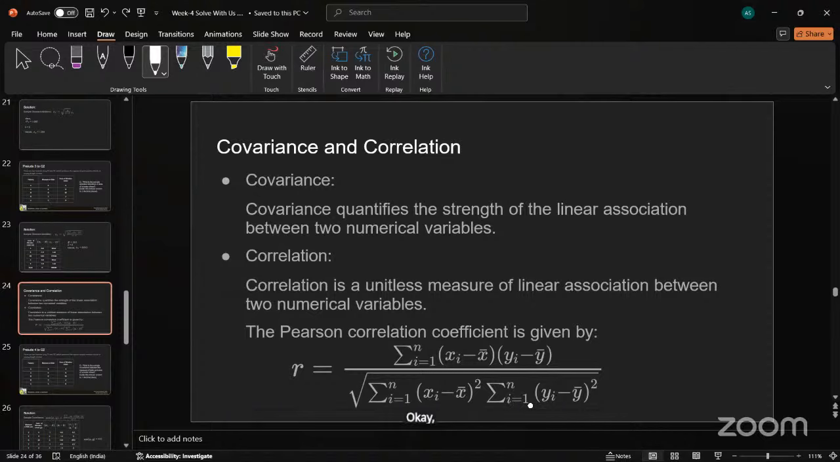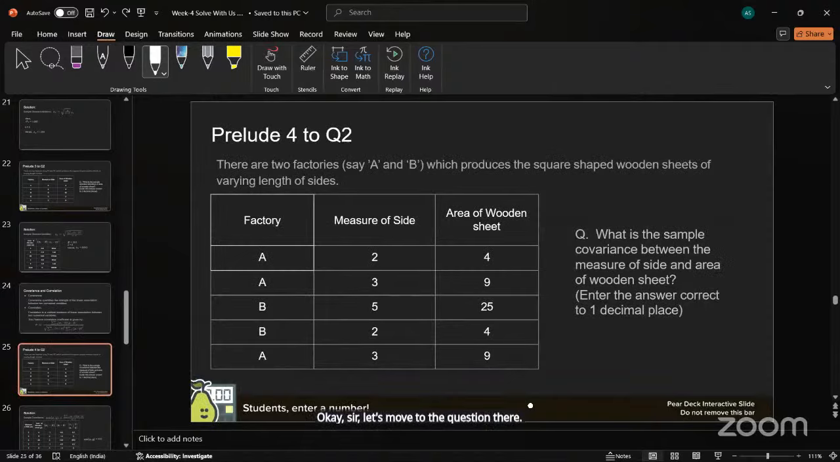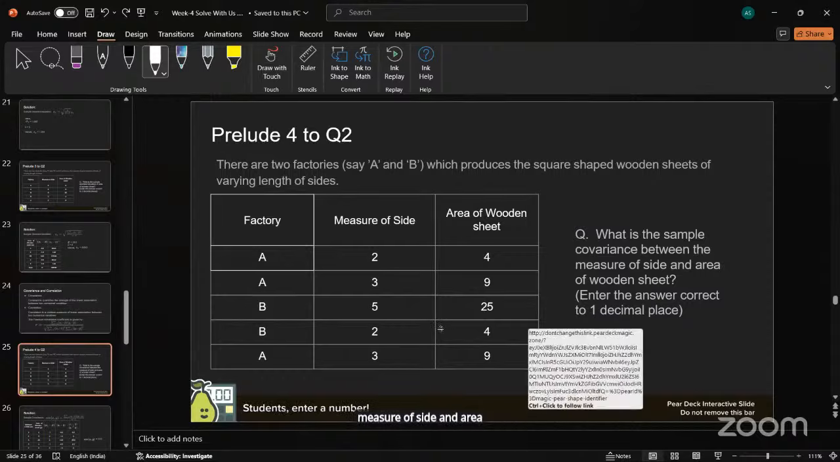Okay, let's move to the question. So this is the data, and what is the sample covariance between the measure of side and area of wooden sheet?